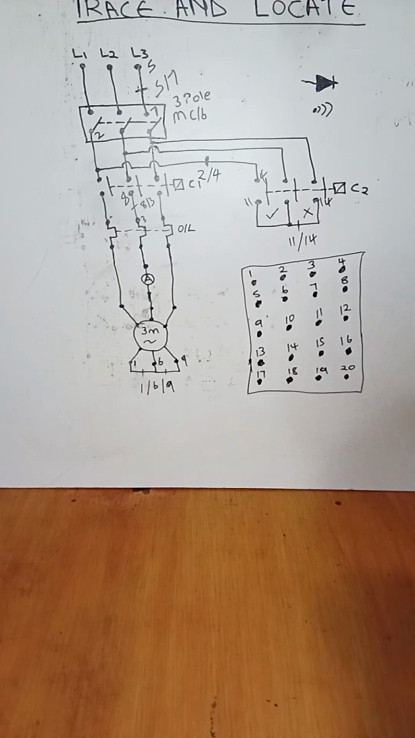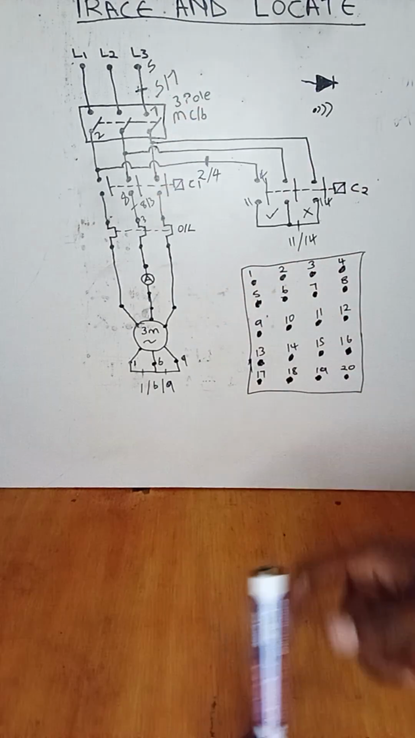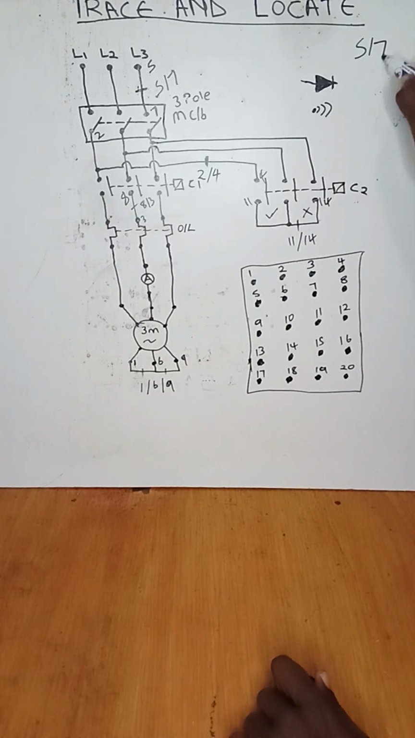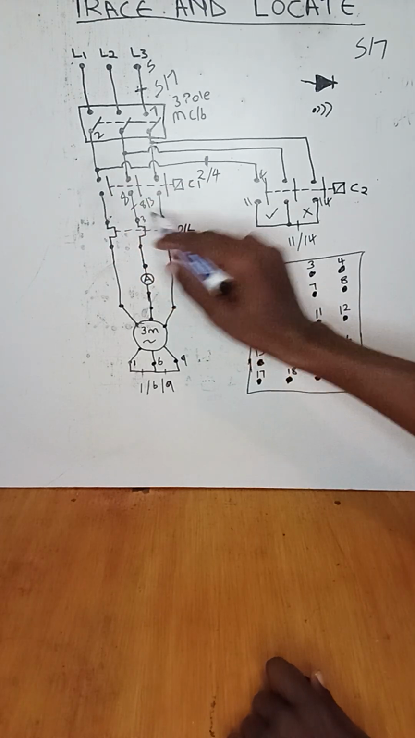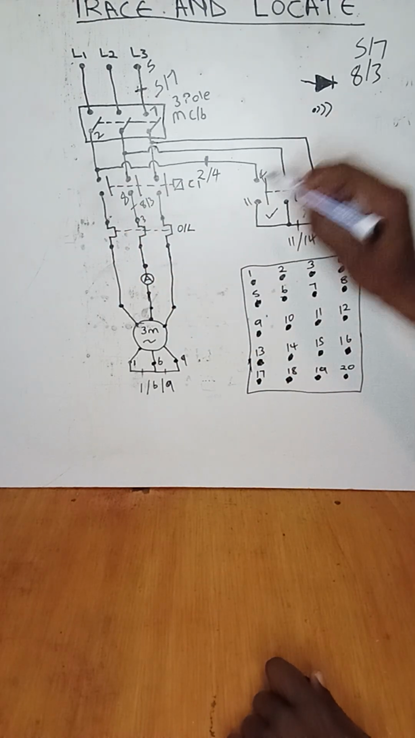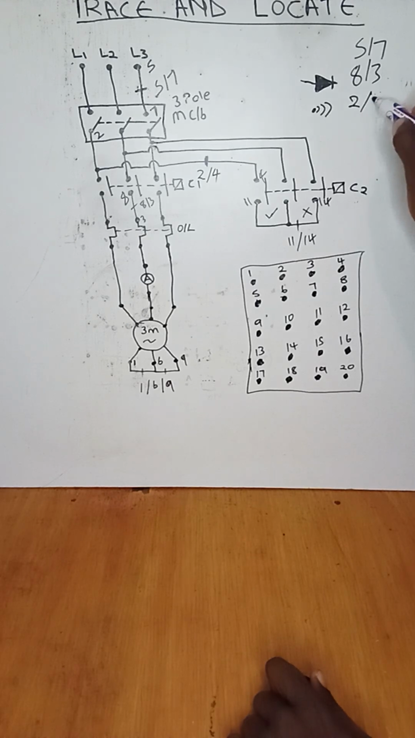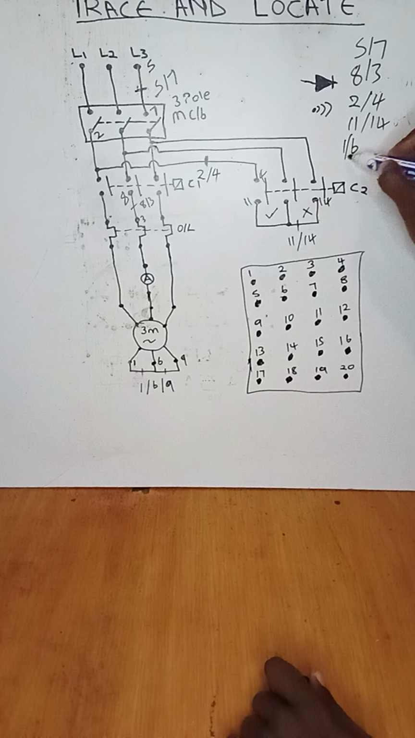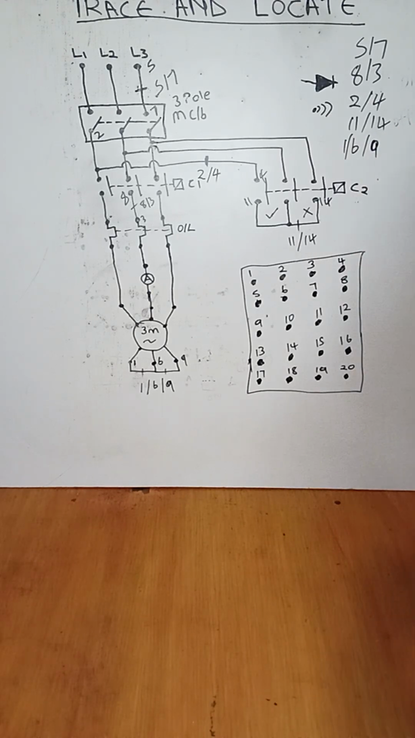So your faults are from 5 and 7. So I'll write them down. It's 5 and 7. And then it's 8 and 3. 2 and 4. 11 and 14. 1, 6 and 9. Right. So in trace and locate, what is important is your color coding.